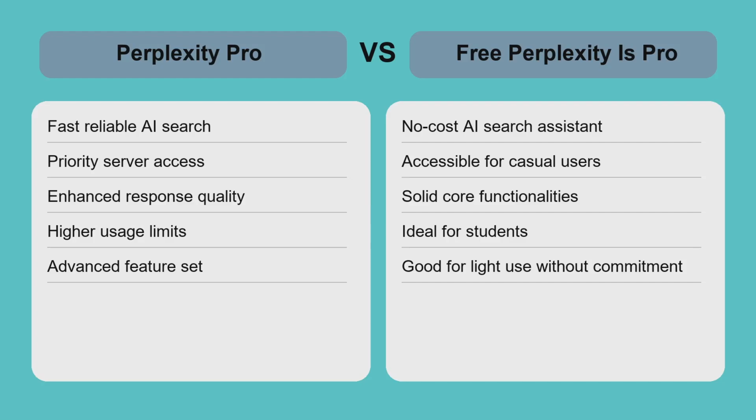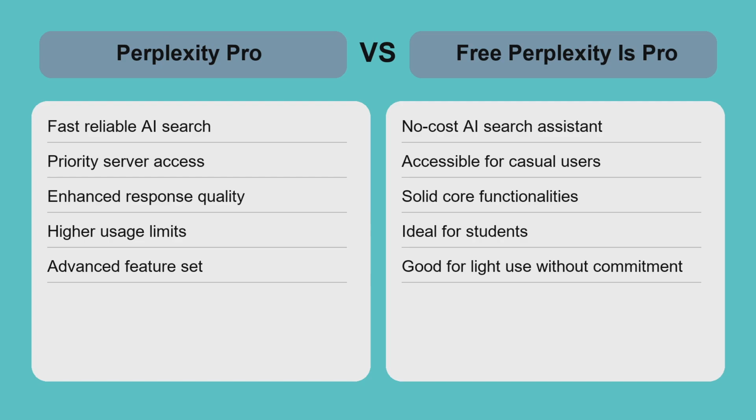Comparing Perplexity Pro and free Perplexity highlights a balance between performance and cost. Perplexity Pro excels in speed, priority access, and feature set, which benefits professionals needing consistent, high-quality results. In contrast, the free version is perfect for light users who want AI assistance without subscription fees, accepting slower responses and occasional limits. For example, a researcher conducting extensive queries will appreciate Pro's reliability, while a student doing occasional research may find the free tier sufficient.